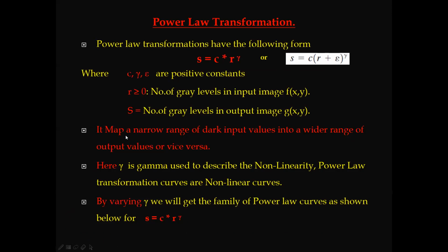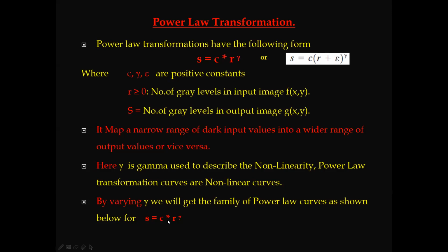Generally, power law transformation maps a narrow range of dark input pixel values into a wide range of output pixel values, and at the same time, a wide range of input pixel values into a narrow range of output pixel values also. Here, gamma is the term used to describe the non-linearity of these power law transformation curves. By varying gamma, we get a family of power law transformation curves.